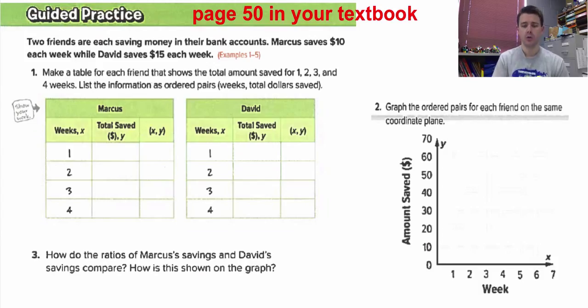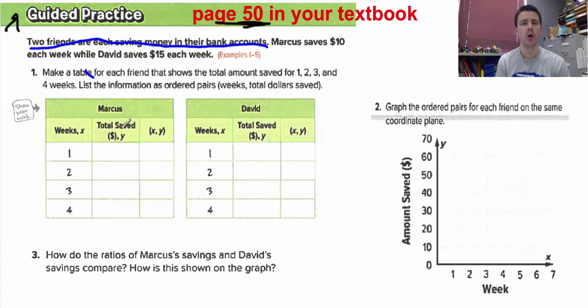So if you would, flip in your textbook to page 50, and we're going to do the guided practice problems down here. It's about halfway down the page, and we're going to get started on this first one together. It says, two friends are each saving money in their bank accounts. Marcus saves $10 each week, while David saves $15 each week. We want to make a table that shows how much they've saved each of the first 4 weeks, and then we're going to plot that information for problem 2 in our actual graph here.